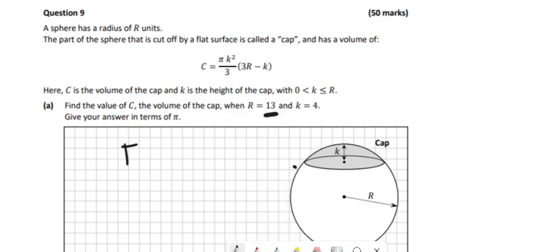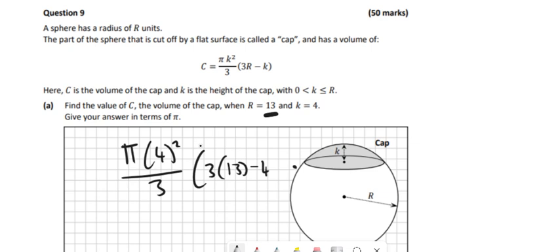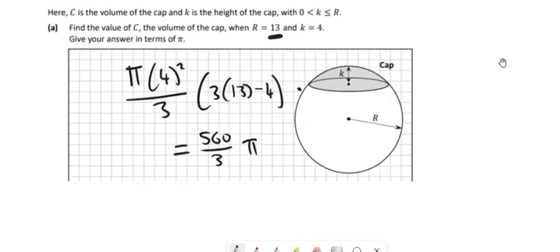So we're going to get pi times 4 squared over 3, and then multiply that by 3 times 13 minus 4. And then you put all that in the calculator, you get 560 over 3 pi. And they want you to give your answer in terms of pi.